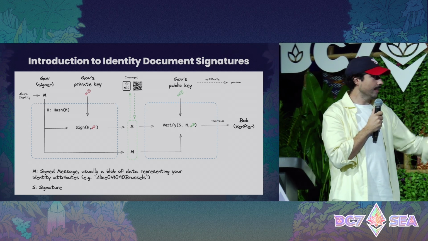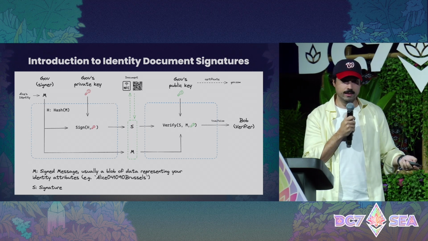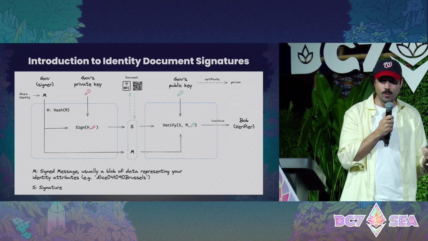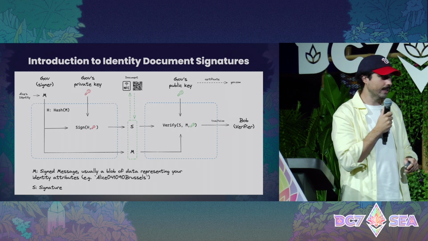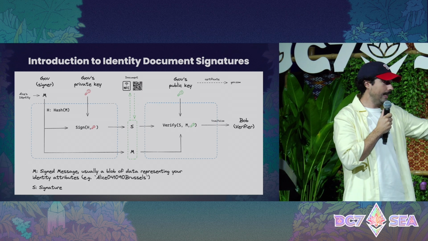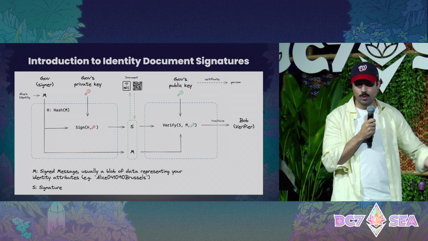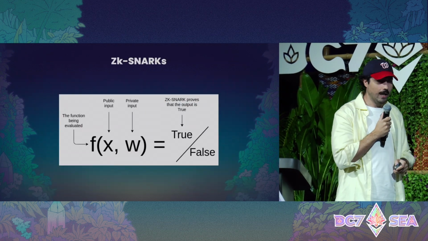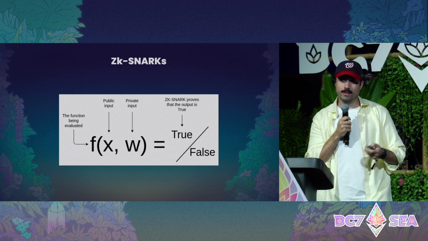But the thing is that if Bob wants to know more about Alice, like if he wants to know if she's more than 18 years old, for example, then Alice would have to disclose her whole identity. So how can we solve that? We can solve that actually using zk-SNARK.